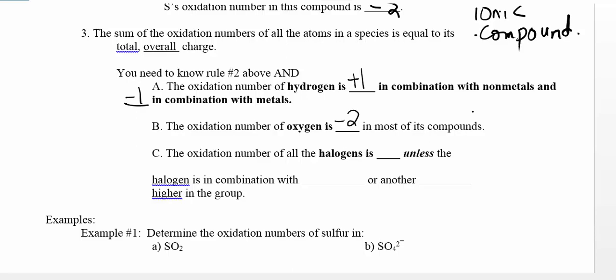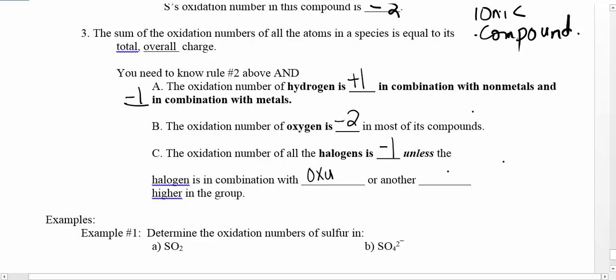If it's a halogen, give me an example of a halogen. Okay, thanks for playing. That's an alkali metal. Try again. Chlorine, fluorine, bromine. All those guys are -1 unless the halogen is in combination with oxygen or another halogen higher in the group. And we'll come back to that just so I can clarify that later.